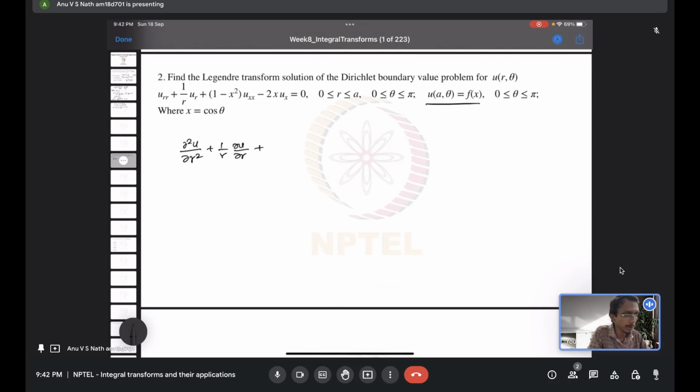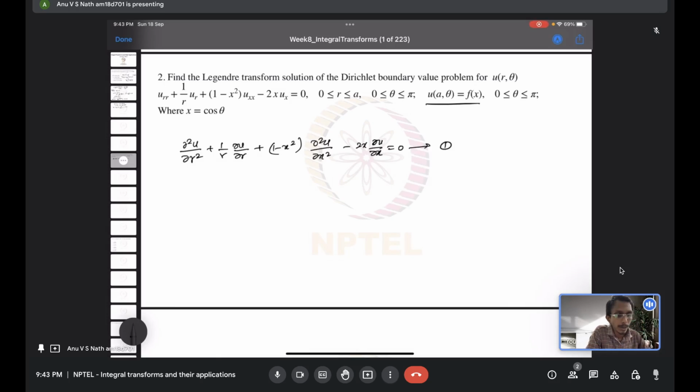Because we don't need to write that in that coordinate, I am just writing it in the transformed coordinate, x equal to cos theta. So 1 minus x square into dou square u by dou x square minus 2x dou u by dou x equal to 0. Here x equals cos theta, and r is limited from 0 to a, theta is limited from 0 to pi. That means x is limited from minus 1 to plus 1. Okay, so now this is the equation. Let's say this is equation 1.